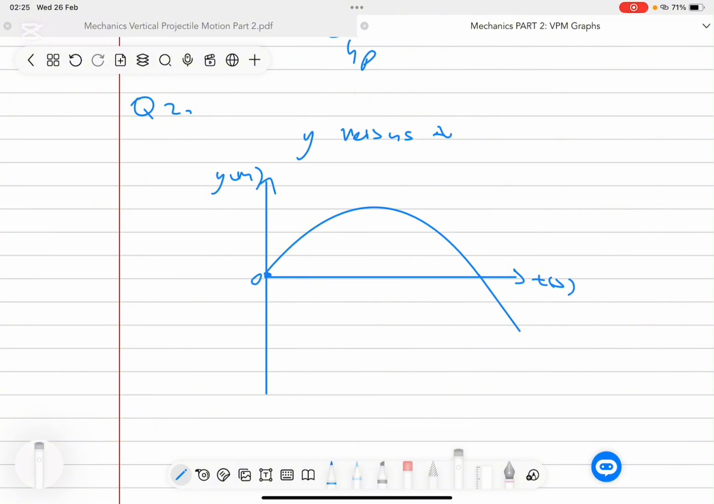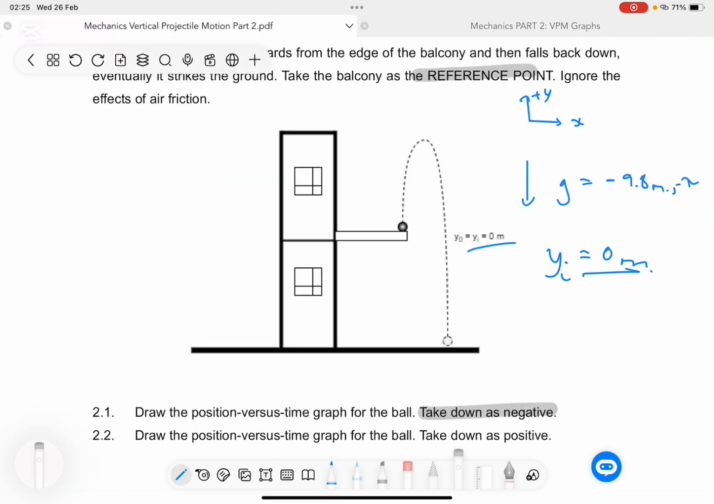And again, in this motion, from this part to this part, this will be upwards, and from this part going up until the ground will be downwards. That's how you will simply draw your position versus time graph under this situation.